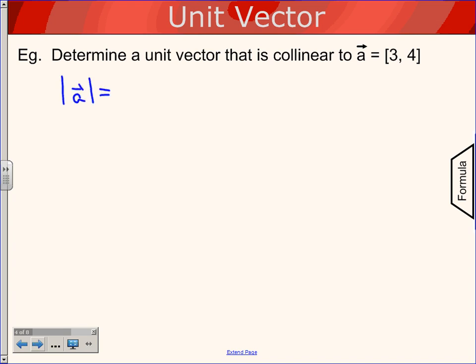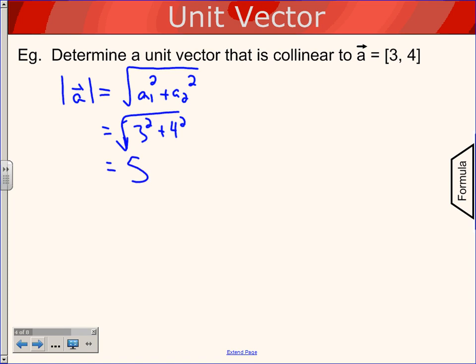We can calculate the magnitude, remember, by doing the square root of a1 squared plus a2 squared. And I don't know, you might have known that one already, right? That's just a 3, 4, 5 triangle. So the magnitude of A is 5, just like the warm-up was.